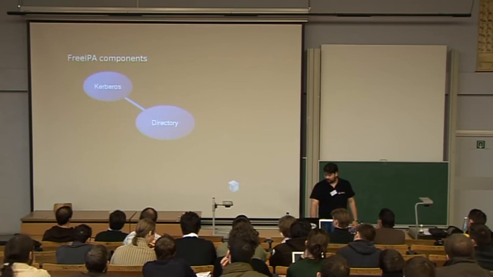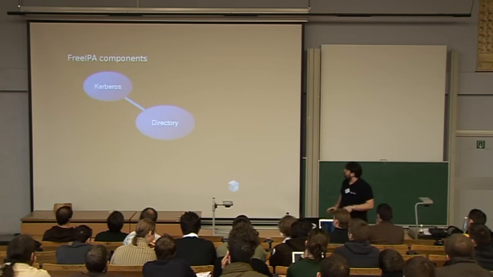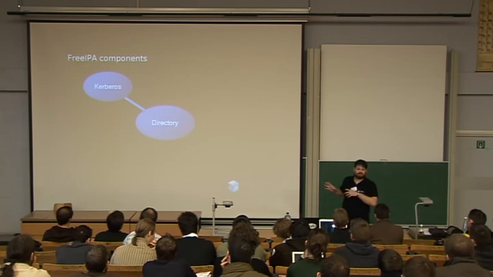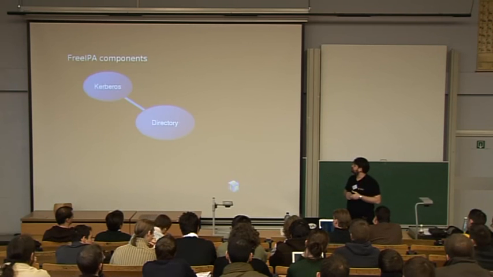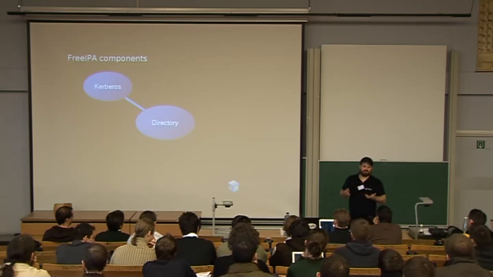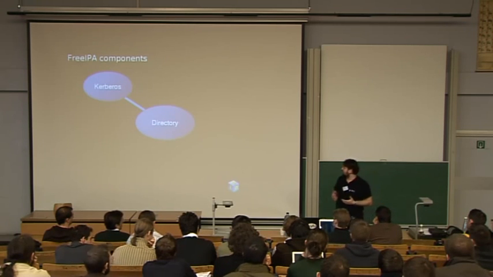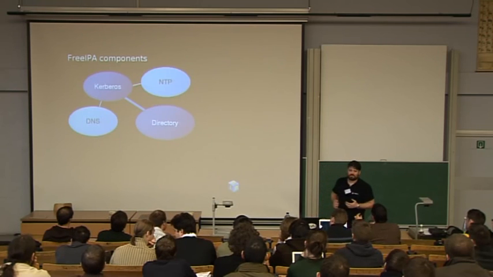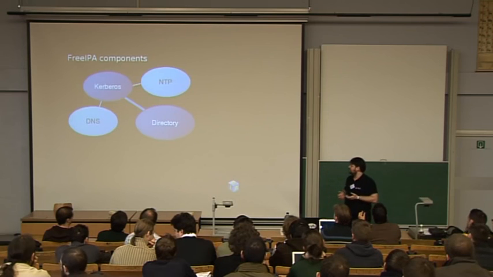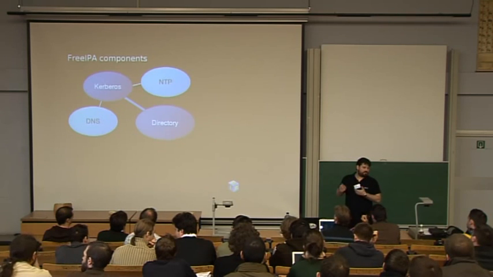So back to the components list. Up to this point, it seems very simple. Basically, there are just two components. You have the LDAP server and the Kerberos server. And it seems like it shouldn't be a big deal to build something like this. But unfortunately, this is not all. As soon as you introduce Kerberos in an organization, you have to deal with DNS and NTP.